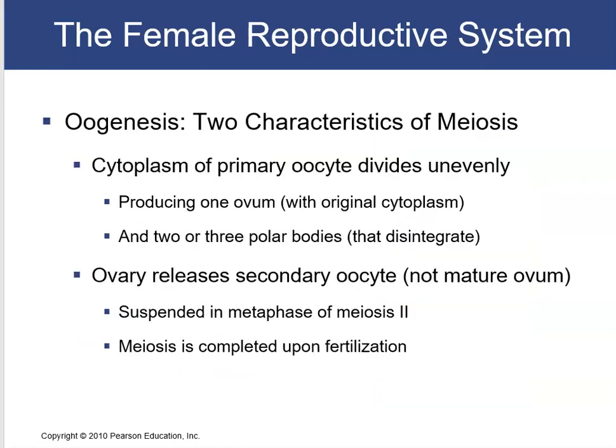The second big difference is that the ovary releases a secondary oocyte, not a mature ovum. The secondary oocyte will be suspended in metaphase of the second meiosis division. Meiosis will not be completed until the egg is fertilized. If the egg is not fertilized, it will never become a mature ovum. It will always stay in metaphase of meiosis II.